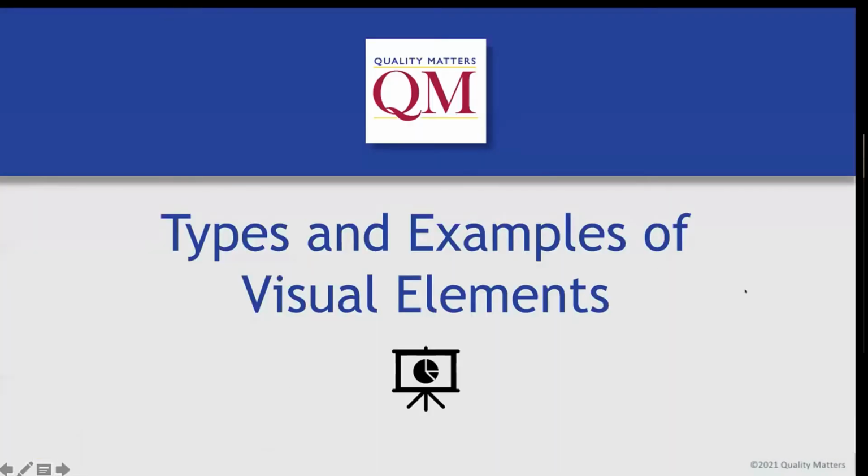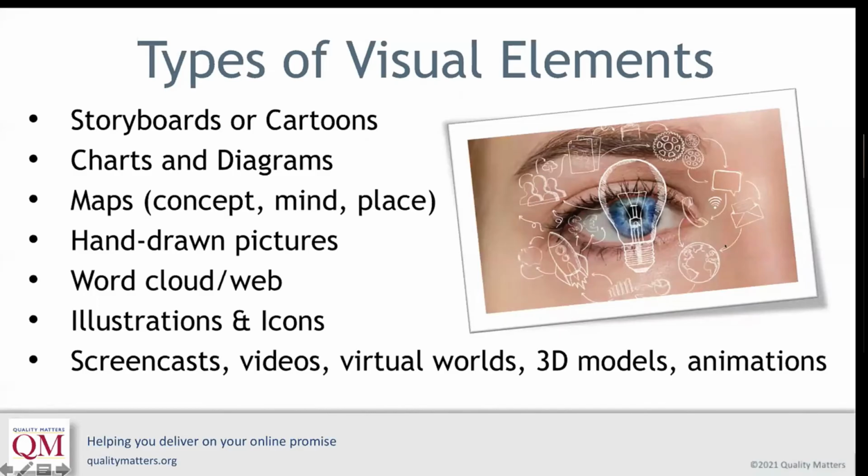So let's move on to the second portion here, types and examples of visual elements. So types of visual elements, and Todd talked about this as well, and he gave a lot of great ideas. Storyboards or cartoons. There's actually lots of places where you can create cartoons for your class. There's a site, some sites that we know that we will put on the Google Doc that we're going to crowdsource with you and fill out and share.